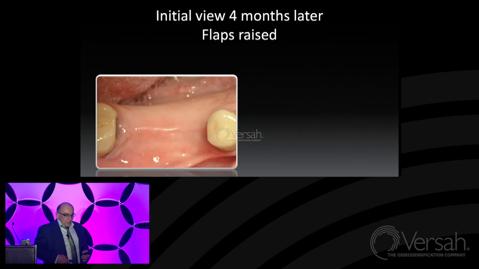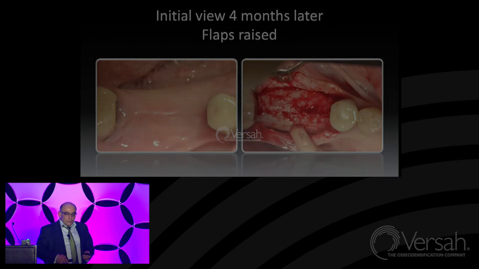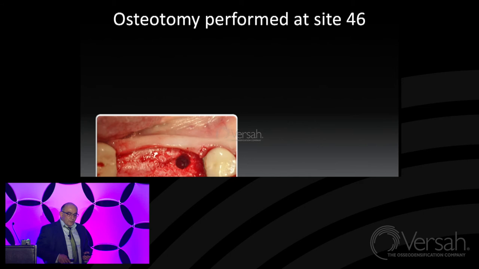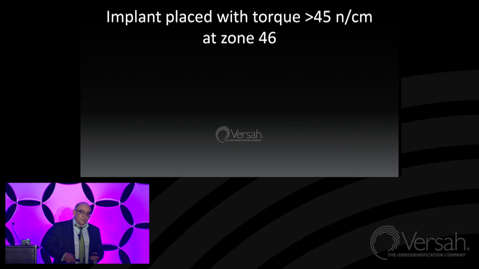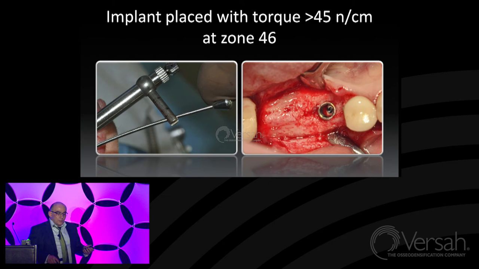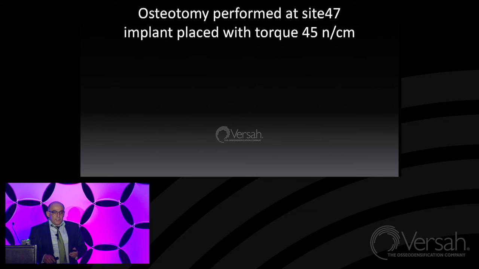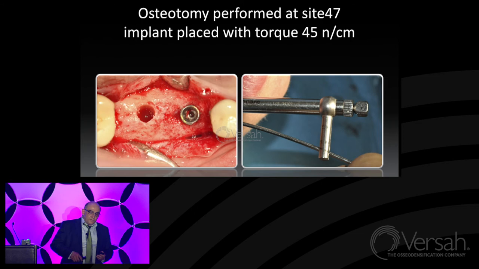We raise the flaps, with a good enough amount of bone on both sides. We make an osteotomy at the zone of the first molar. Wet the implant with CGF and place our implant with more than 45 newton per centimeter initial torque. Here it is. We have good initial torque and it's okay. Then we go to the zone of the second molar and place the implant there, with about the same torque, 45 newton per centimeter.